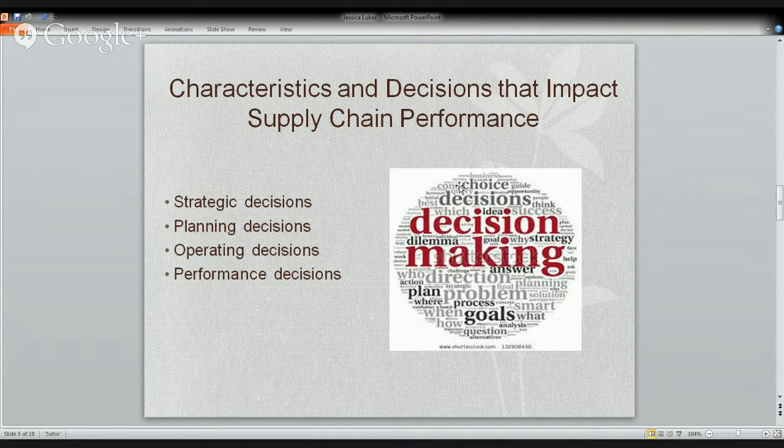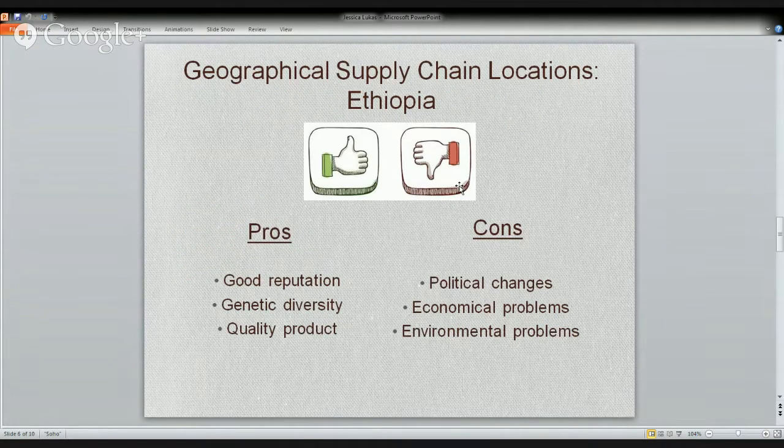So new ideas, performance decisions such as new ideas are important. They need to continue, a supply chain needs to continue to use innovation and exploit new ideas and to adapt to change in order to improve and keep up with competition and new types of products. So another thing worth mentioning would be the importance of geographical locations within the supply chain.